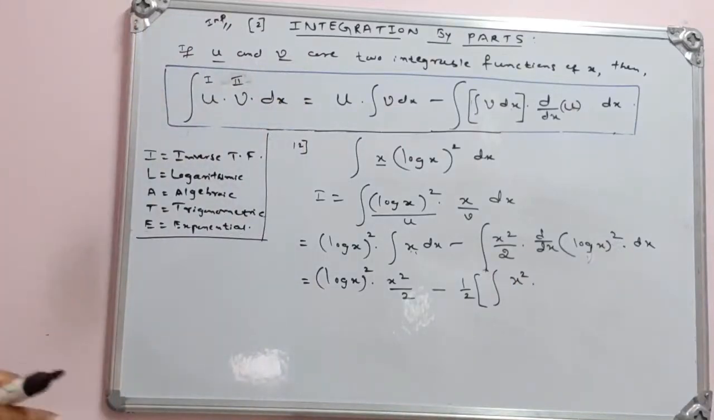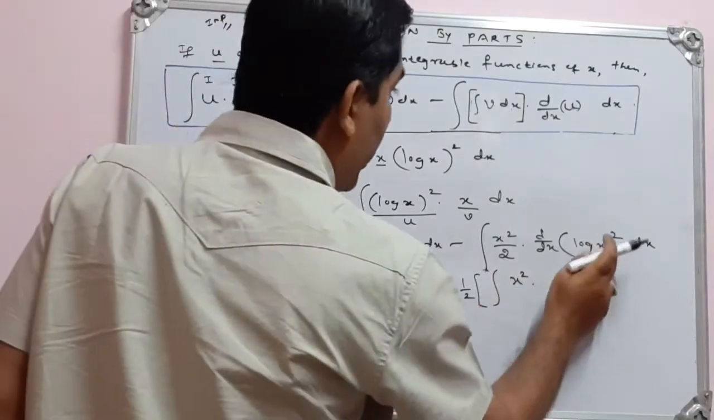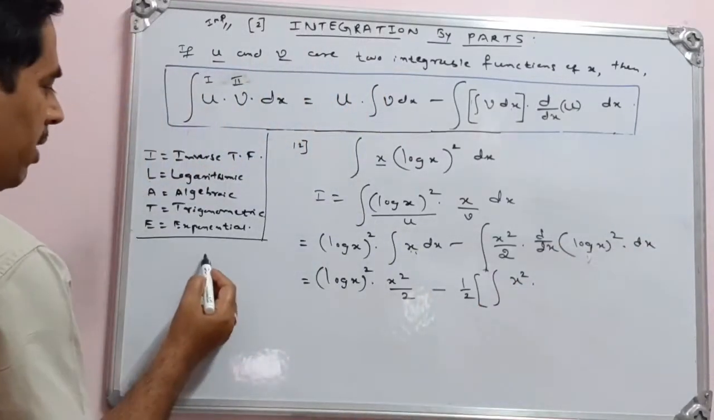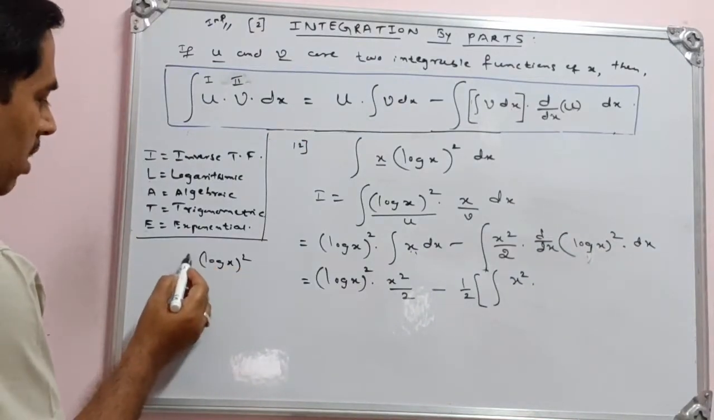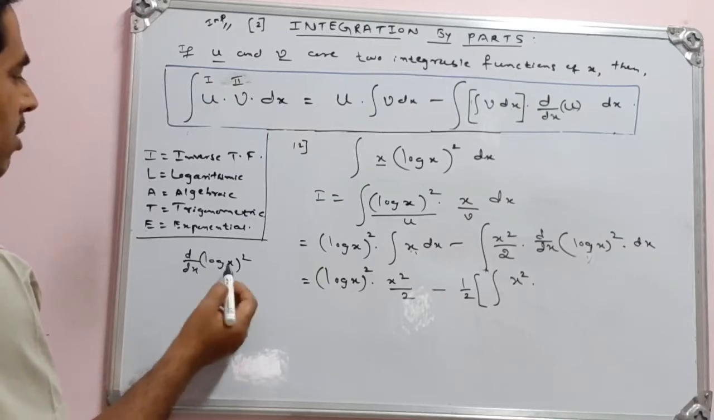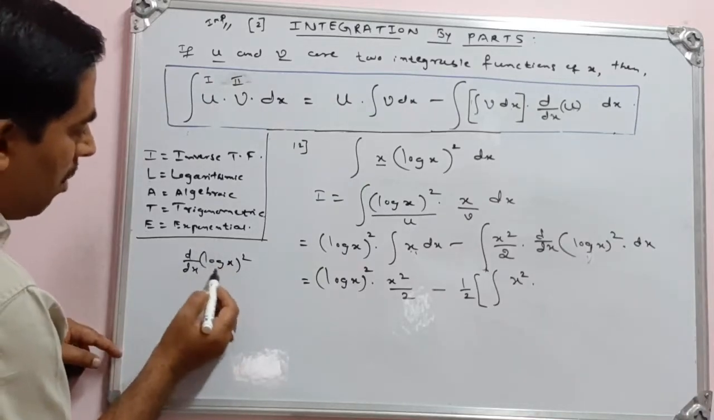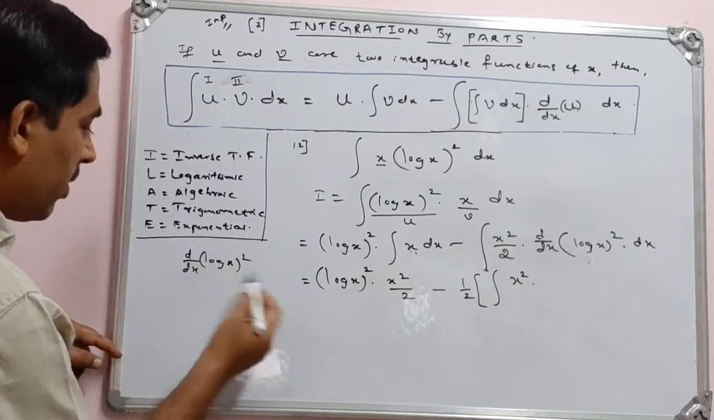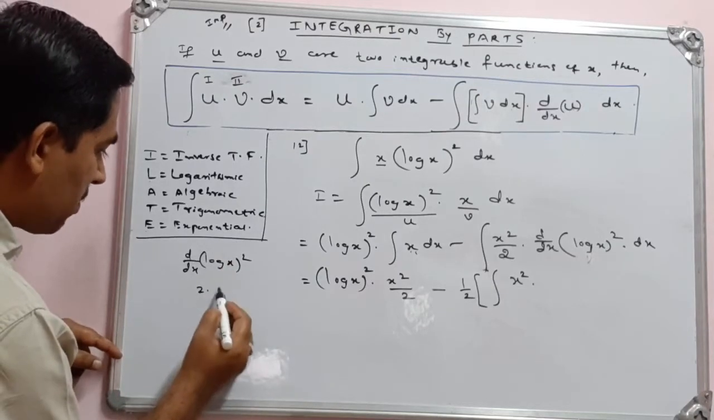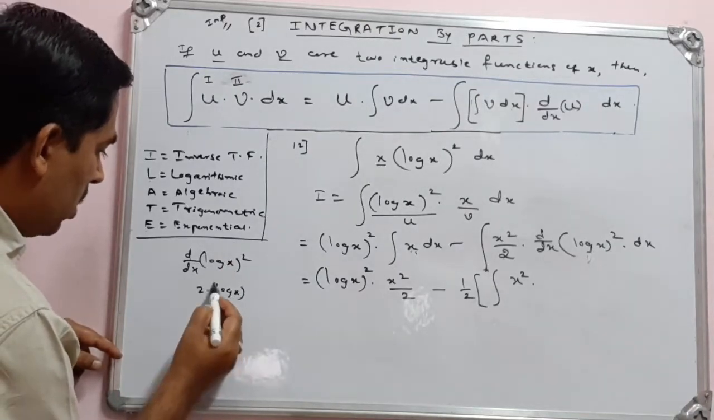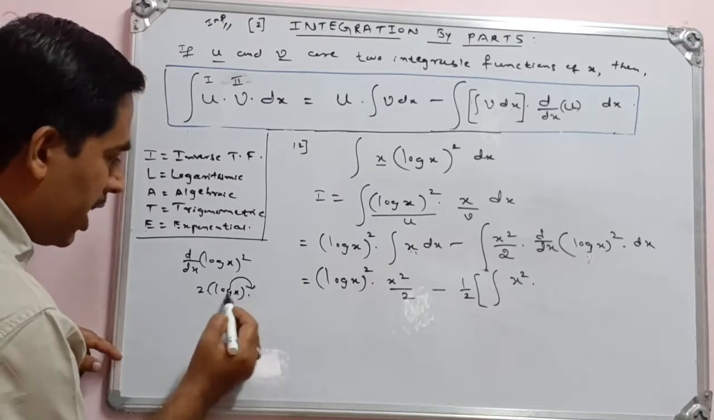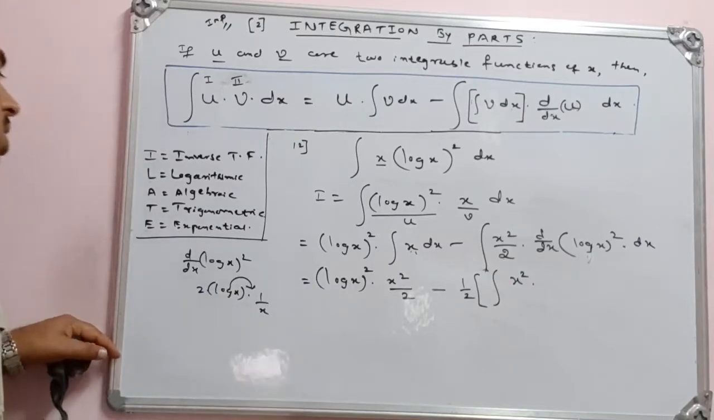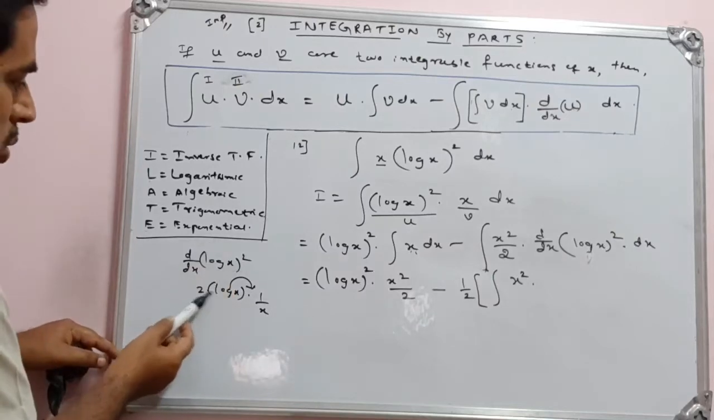See, we have to be careful here. Derivative of log x whole square. So how do you write the derivative of log x whole square? We have to write the derivative. So use the power rule: derivative of x to the power of n is n into x to the power of n minus 1. That is 2 times log x whole to the power of 2 minus 1, which is 1, into the inner quantity. Derivative of log x by chain rule. Derivative of log x is what? 1 by x. So derivative of log x whole square is 2 log x by x.